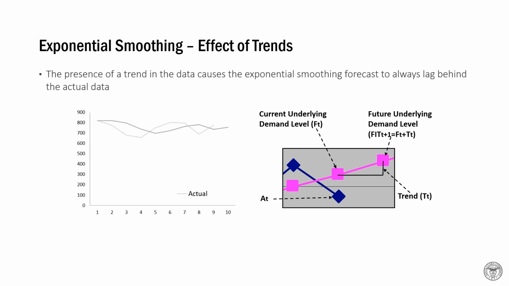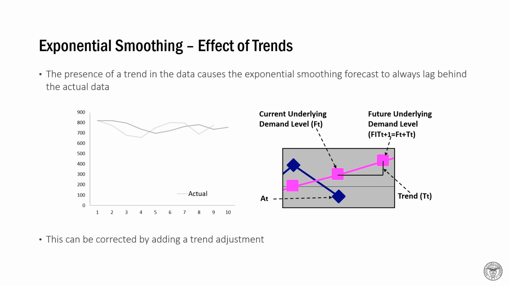Exponential smoothing is a widely used forecasting method due to its simplicity and effectiveness. However, it is important to note that when there's a trend in the data, the exponential smoothing forecast tends to lag behind the actual data. This is because the method, in its basic form, does not account for upward or downward trends, but rather places an emphasis on recent observations.